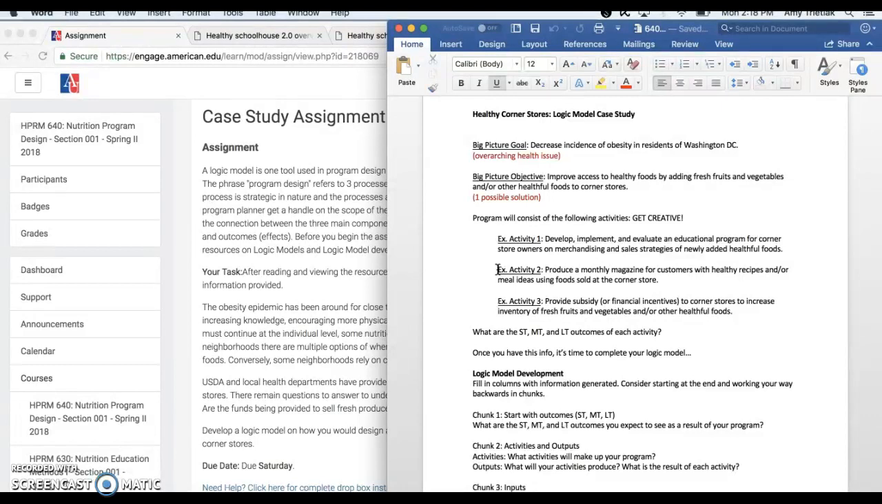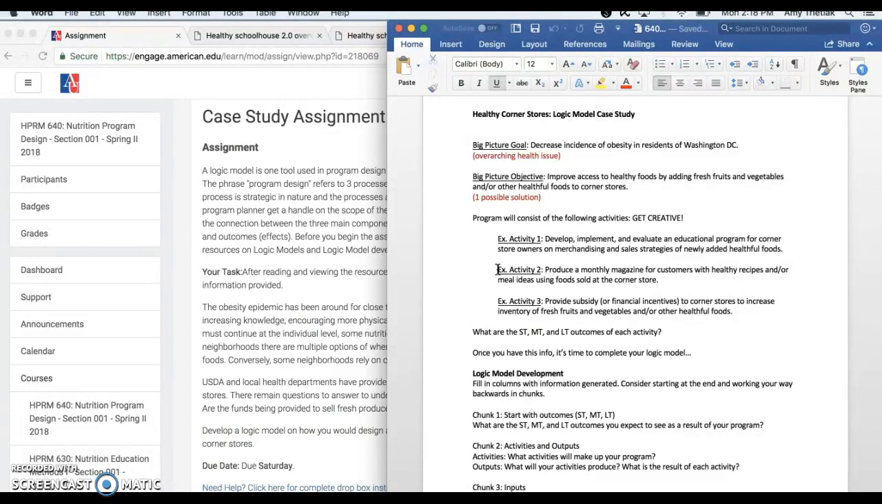Again, if you'd like to redevelop your logic model, feel free to use these activities or get really creative. Think of your own ideas. What are some ways that you could imagine working with the corner stores to not only improve the access, but ultimately improve the selling and purchasing of these healthful foods by not only the owners of the corner stores, but the consumers or the patrons of the corner stores?